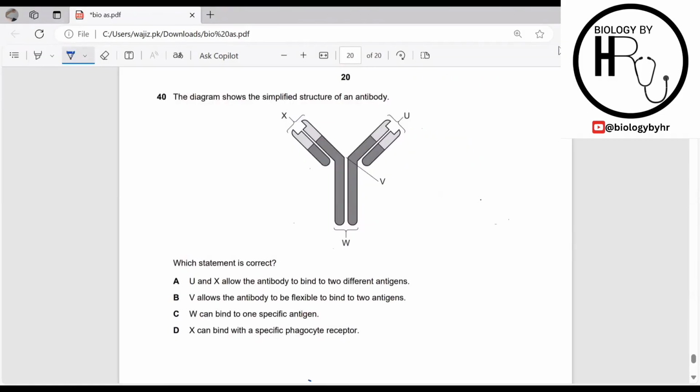Now let's discuss the last MCQ of this paper. MCQ number 40. The diagram shows the simplified structure of an antibody. We know that the structure of the antibody consists of two heavy polypeptide chains and two light polypeptide chains.